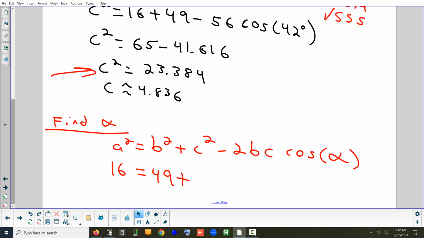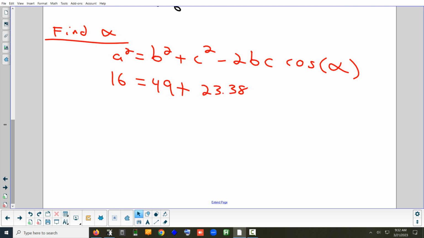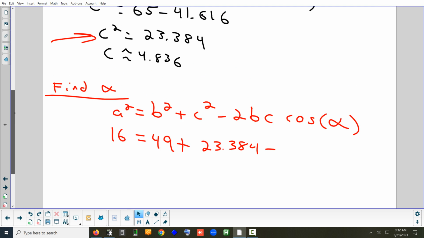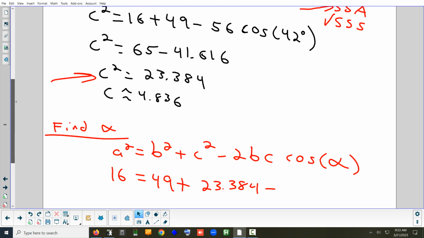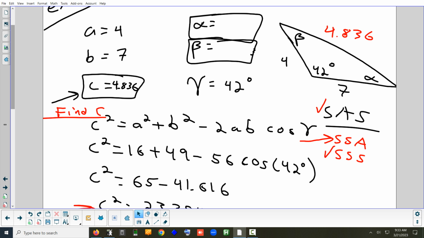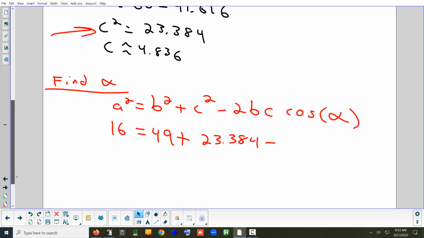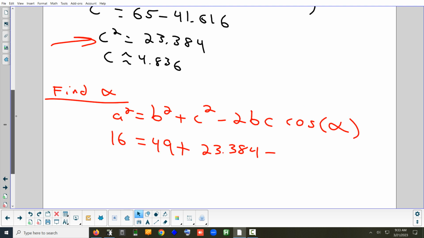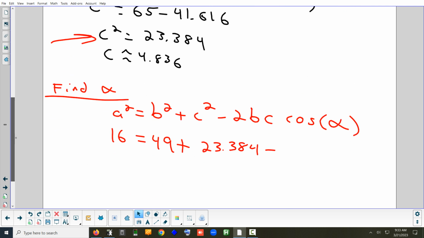C squared is 23.384. Don't take 4.836 and square it, because you just took the square root of that and you rounded it. Now you're going to take something you rounded, square it again, and then round it again. That's too much rounding. So just use the value you already had, 23.384. Minus, now I'm going to need a calculator for this, 2 times b times c. Well, 2 times b is 14. I need 14 times 4.836. What is it? 67.704.